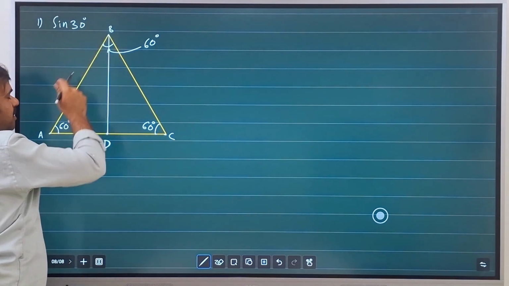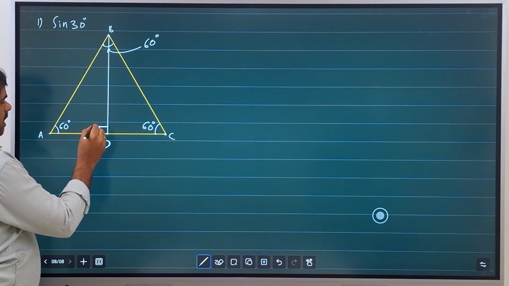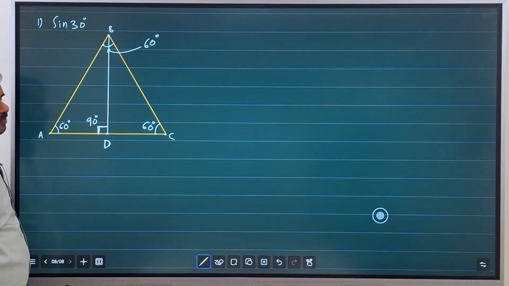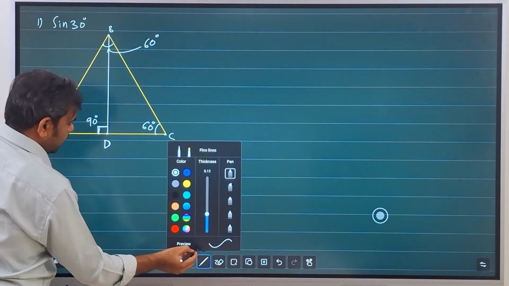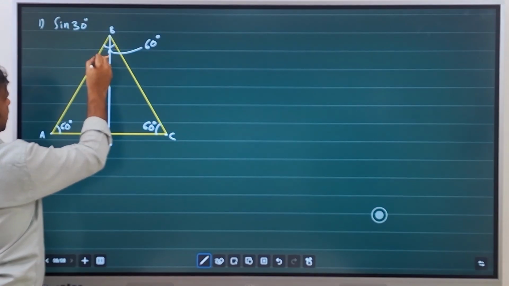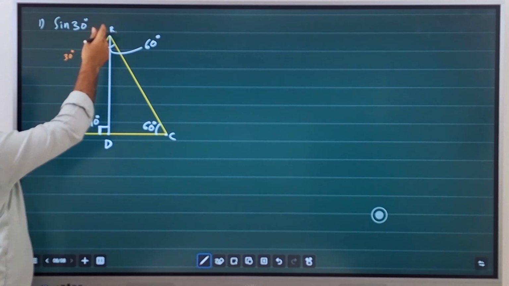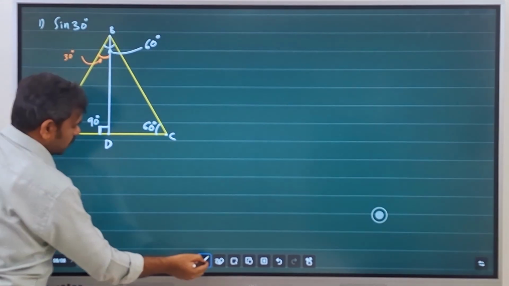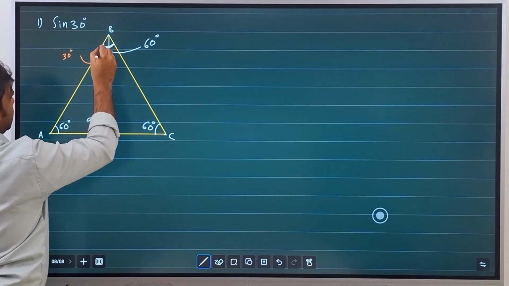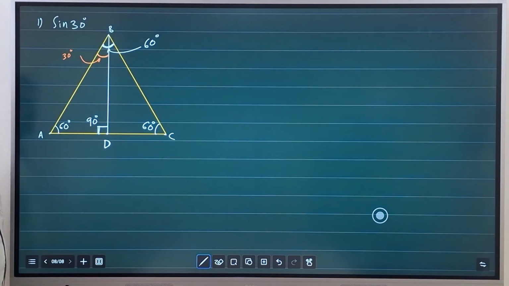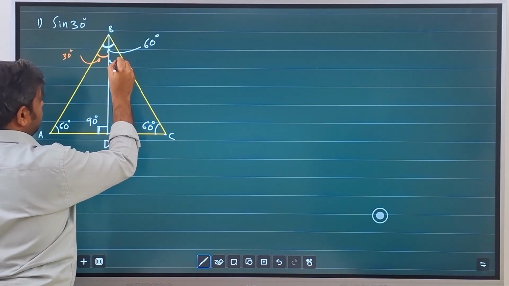Now look at the triangle ADB. This is a right angled triangle. This angle here is 90 degrees. Since this angle is 90 degrees, in this right angled triangle, angle B is how much? 30 degrees. So this perpendicular divides this 60 degrees angle into two equal angles. This perpendicular is also an angular bisector. This angle is 30 degrees, and in the other right angled triangle also, this angle is 30 degrees.